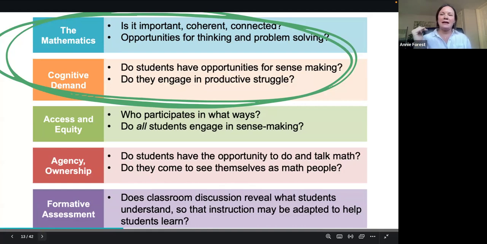Making something more demanding doesn't mean that you have to make it a harder problem, or, we're 3rd graders, so I'm going to give them a 4th grade problem to make it more demanding. We're going to think about how opening a problem makes it more demanding, not by making it harder, but by making there be more thinking and problem solving involved.